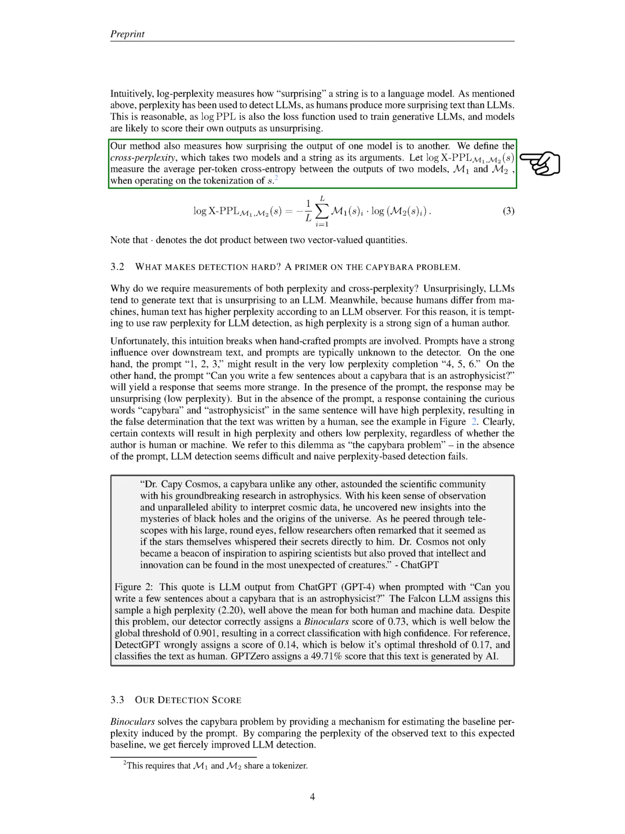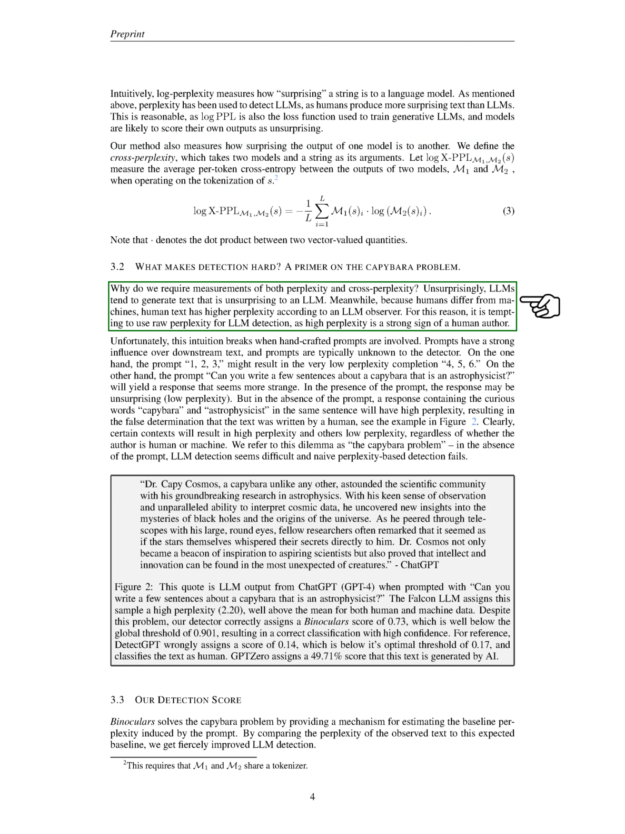Our method also measures how unexpected the output of one model is to another. We define the cross perplexity, which takes two models and a string as its arguments. So, why do we need both perplexity and cross perplexity measurements? It's not surprising that large language models tend to generate text that is expected to another large language model. However, because humans are different from machines, human text has higher perplexity according to a large language model observer.